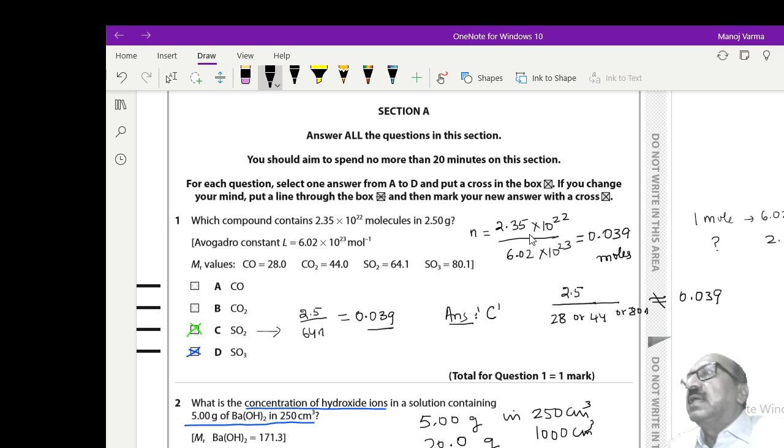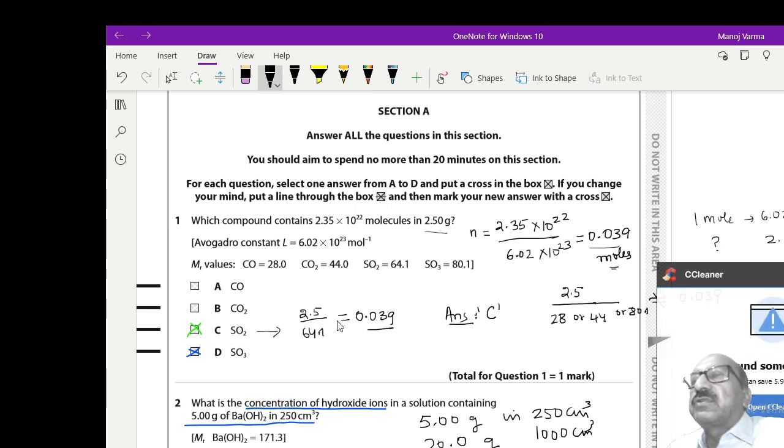So from this you can go to the conclusion that the number of moles will be equal to 2.35 into 10 raised to 22 divided by 6.02 into 10 raised to 23. On solving this, you get 0.039 moles. That means these many particles represent 0.039 moles. Now our next approach would be that if we have 2.5 gram of each of these compounds, carbon monoxide and so on, which of them would be 0.039 moles? So that should give us the answer.